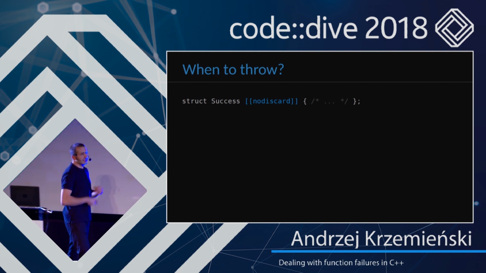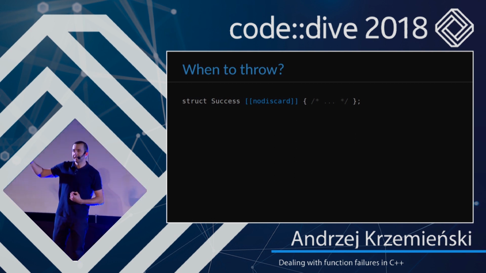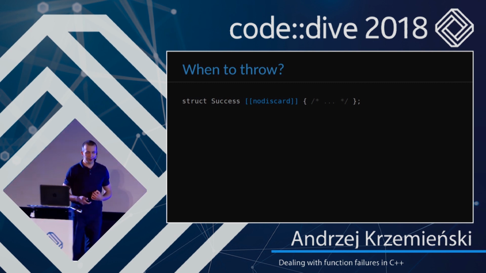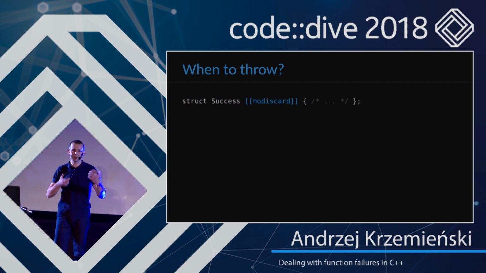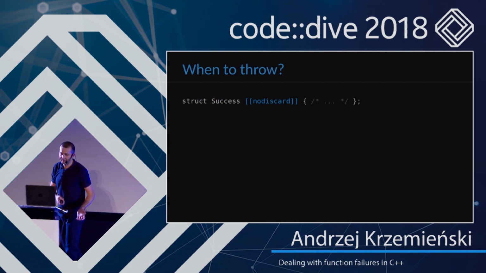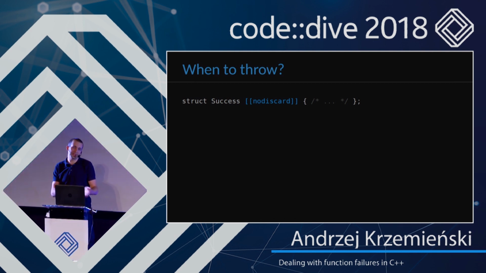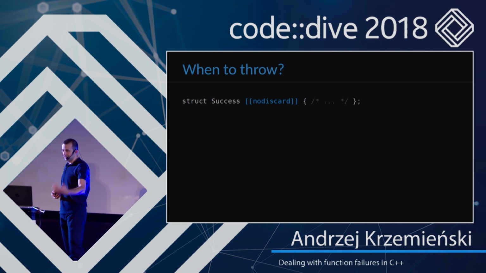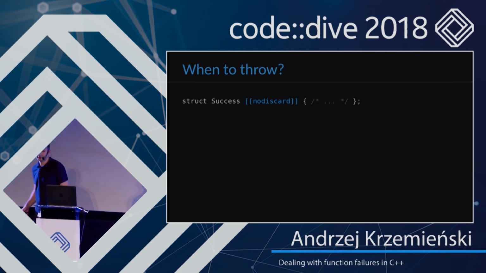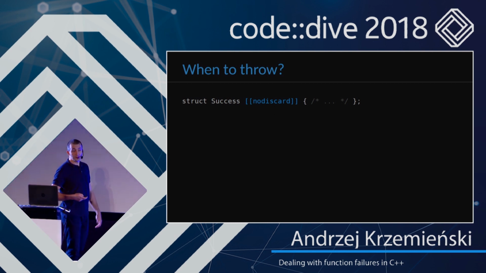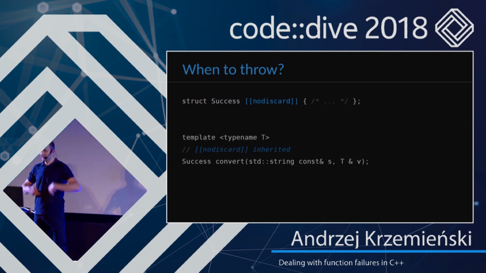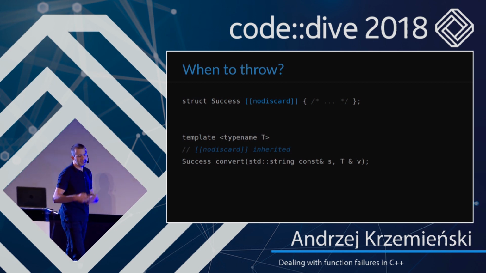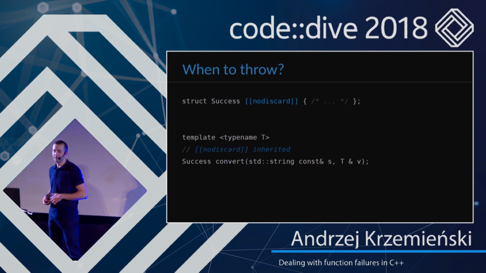Doing it like this has a problem of its own, because I can forget to annotate some function with no discard. But there is a way around it. I can provide my own type, like success, which may store this bool inside, or may store this error code, but it's a distinct type, and I can annotate this type as no discard, which means any function that uses this type as return type becomes no discard by inheritance. So now every function that uses this type is no discard.